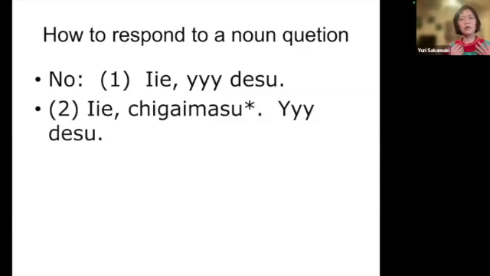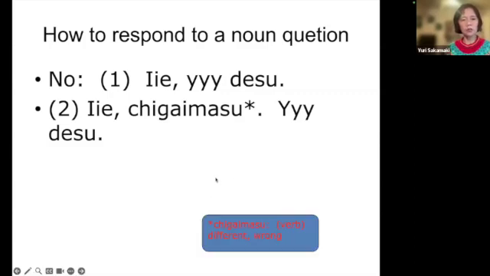Or very affirmatively, if you want to say, no, you're wrong, or no, your assumption is different: いいえ、違います。先生です。Then you can give me the correct answer if you want. So 違います is actually a verb, even though it means different or wrong.